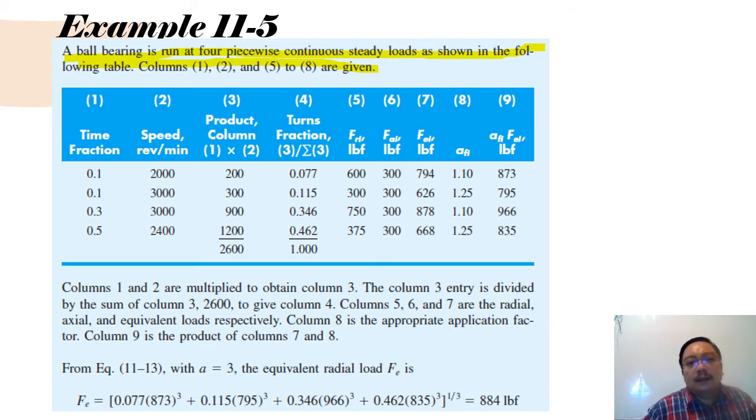Columns 1, 2, 3, 5 to 8 are given. Column 1 and 2 multiply to obtain column 3. For example, 10.1 times 2000, you get this. Then column 3 is divided by the sum of column 3. Then go to column 4.